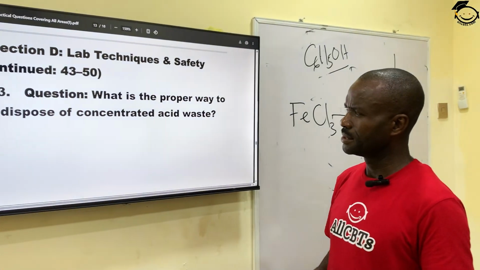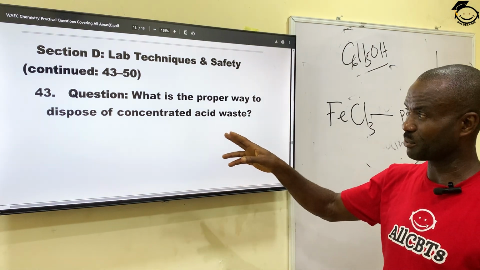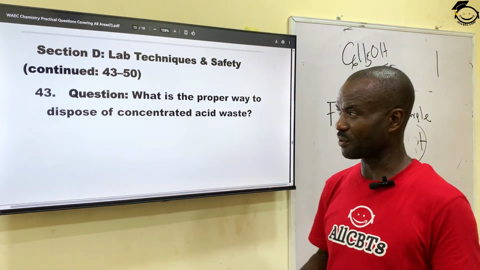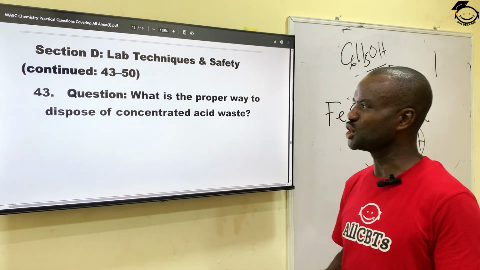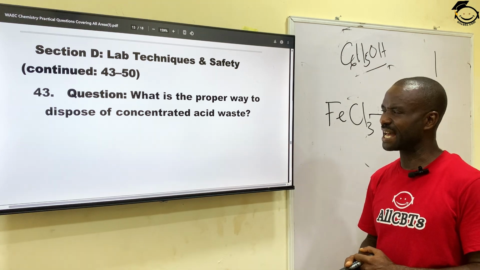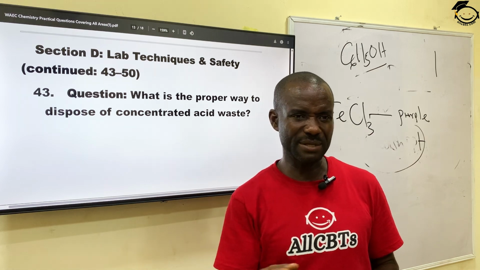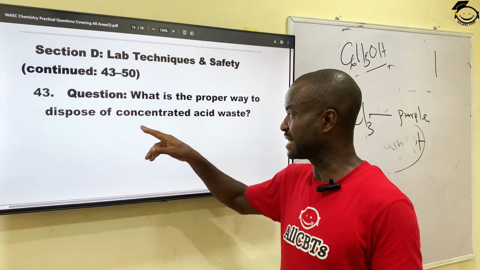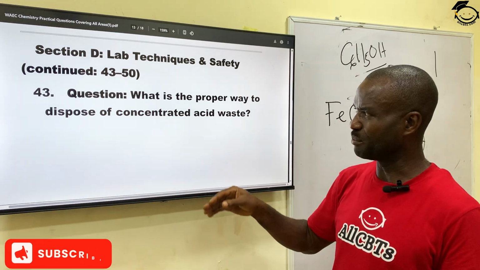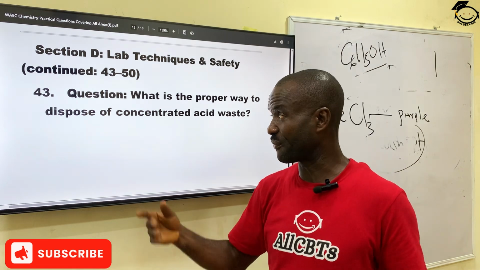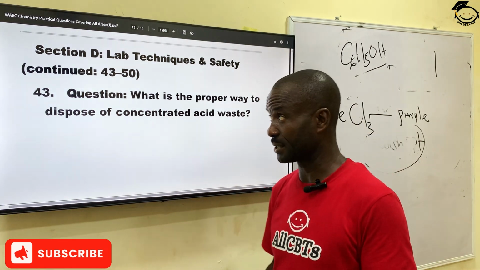All right. Question, this is supposed to be question 41. So there is a typographic error there. So we are continuing from 43. Question 43 says, what is the proper way to dispose of concentrated acid waste? When you have a concentrated acid waste to be disposed, the first thing you do is to neutralize this concentrated acid with a suitable base. When you add a suitable base to this, it will cancel the effect of the concentrated acid, thereby neutralizing it, before you then wash with water.